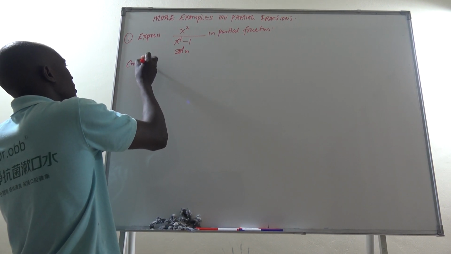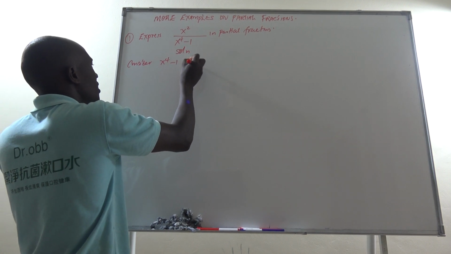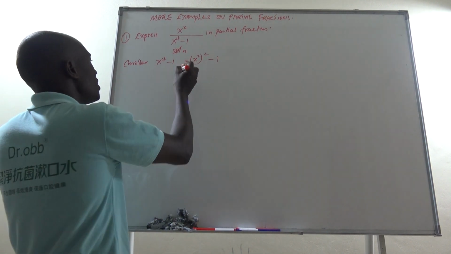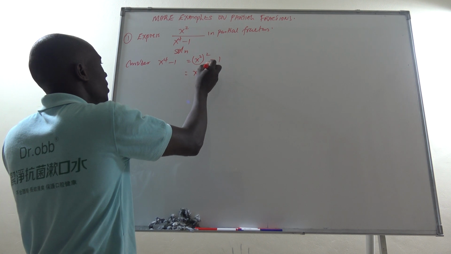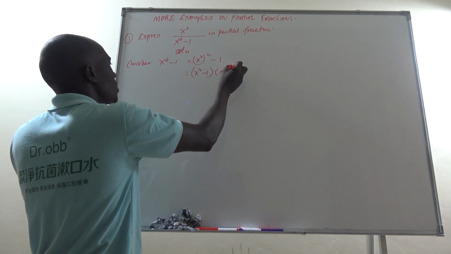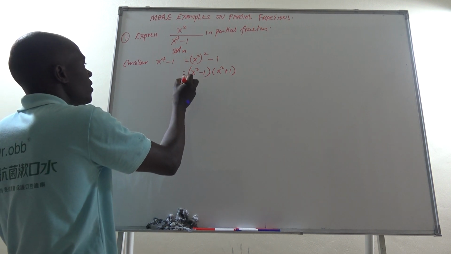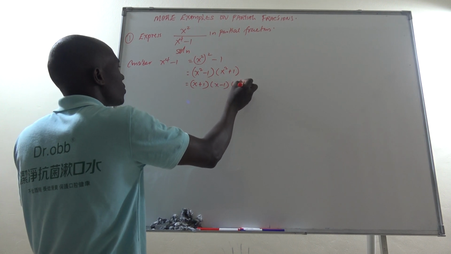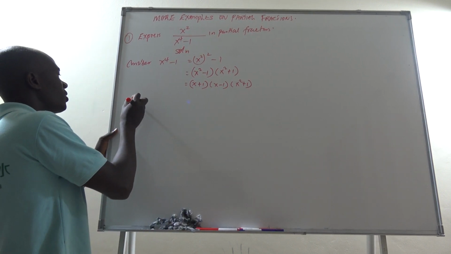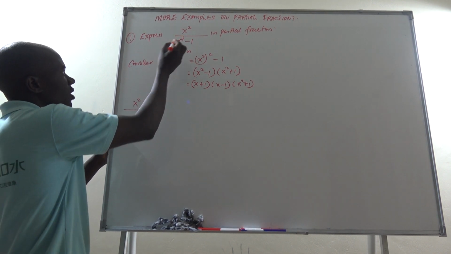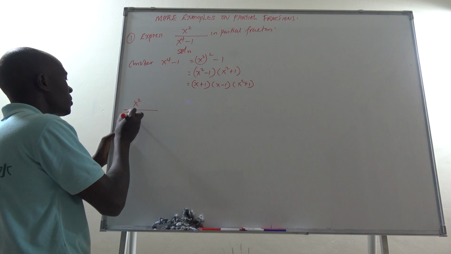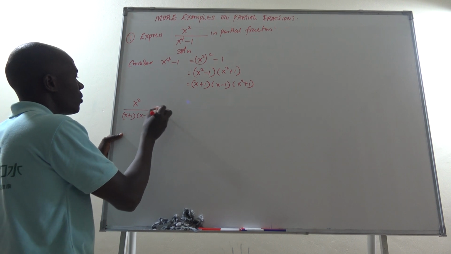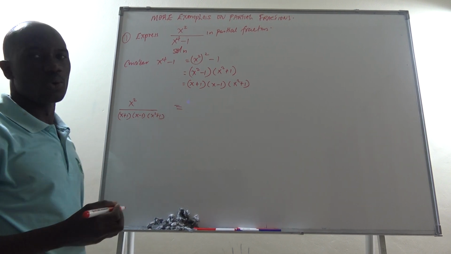Consider x power 4 minus 1, which is the same as x squared, the whole of it squared, minus 1. This is a difference of two squares, so we have x squared minus 1 into x squared plus 1. Again, x squared minus 1 is a difference of two squares, so we have x plus 1 into x minus 1 into x squared plus 1. So x squared over x power 4 minus 1 becomes x squared over x plus 1 into x minus 1 into x squared plus 1. The first two factors are linear.